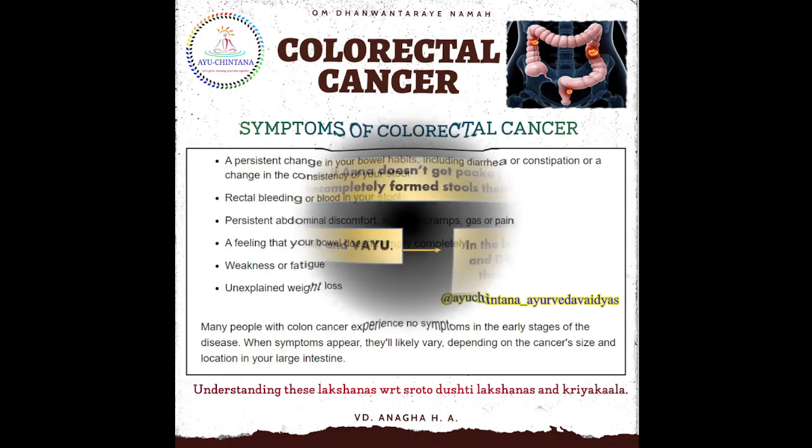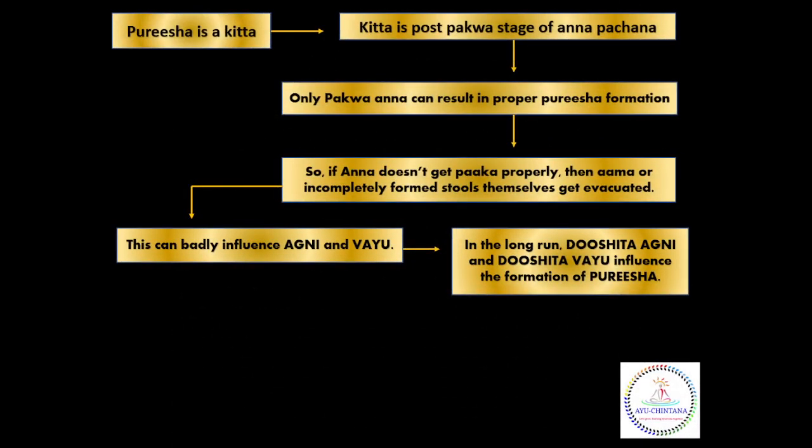Purisha is a Kitta. Kitta is the post-Pakwa stage of Anna. Only the Pakwa Anna can result in the proper Purisha formation. So, if Anna is in the Ama stage, then Ama or incompletely formed stools itself gets evacuated. This can badly influence the Agni and Vayu. In the long run, Dushita Agni and Dushita Vayu influence the formation of Purisha.